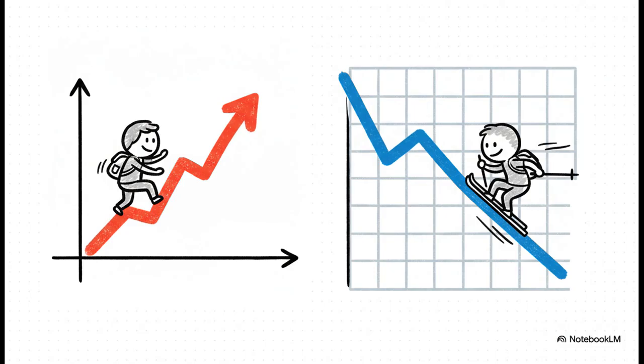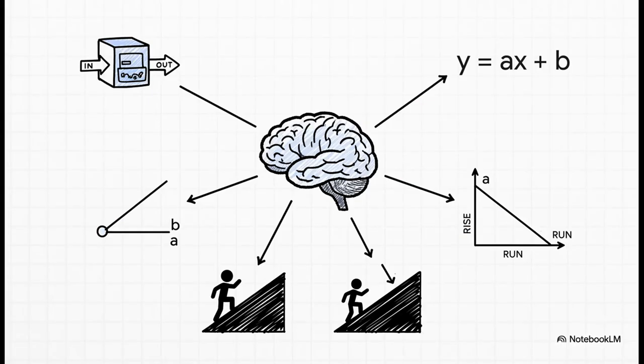And check this out. Just by looking at whether a, our slope, is positive or negative, we know which way the line is going. If a is a positive number, the line goes up as you move from left to right. It's like you're climbing a hill. But if a is a negative number, the line goes down. It's like you're skiing down a hill. So just by glancing at the sign, you know the line's direction. It's awesome. Wow.